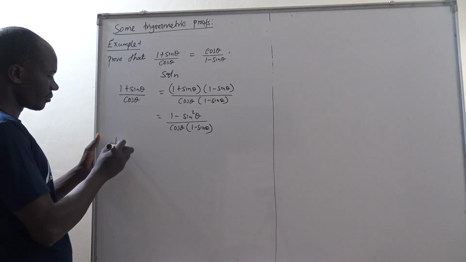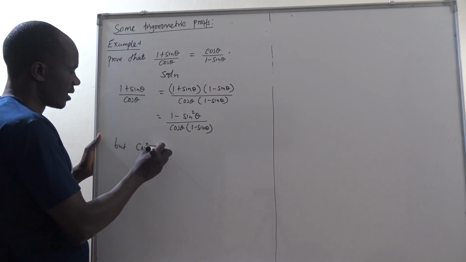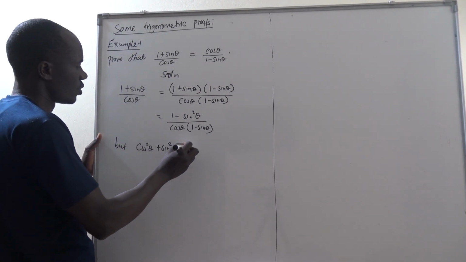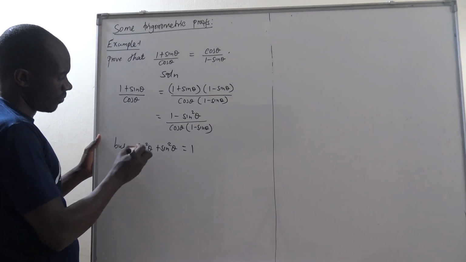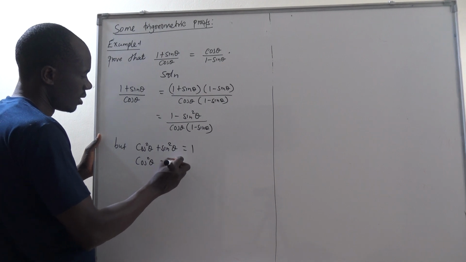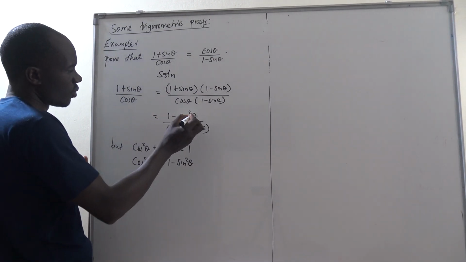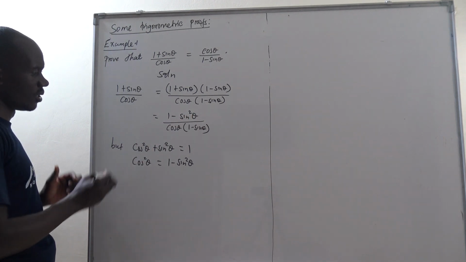But cos squared theta plus sin squared theta was equal to 1. If I make cos squared theta the subject, what is it going to be? Cos squared theta is the same as 1 minus sin squared theta. So where you see 1 minus sin squared theta, I'm going to put cos squared theta.